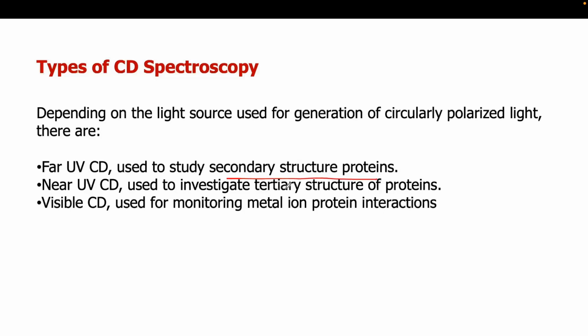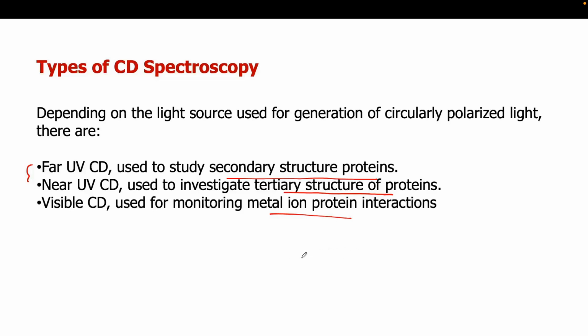Okay, and the near UV CD spectroscopy is used for tertiary structure identification, and visible CD spectroscopy is used for metal ion-protein interaction. Basically, we use far UV CD spectroscopy for the secondary structural study of the protein. Then near UV CD spectroscopy is used for the tertiary structure of the protein. These are the most commonly used CD spectroscopies. We do not use visible CD that frequently, but through it you can identify metal and protein interaction.